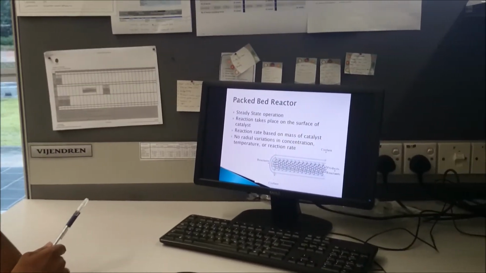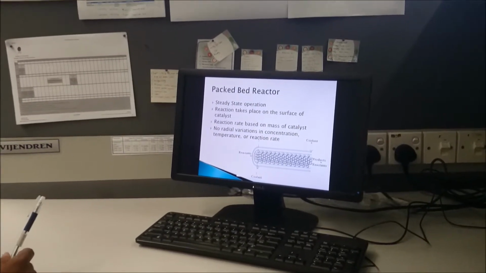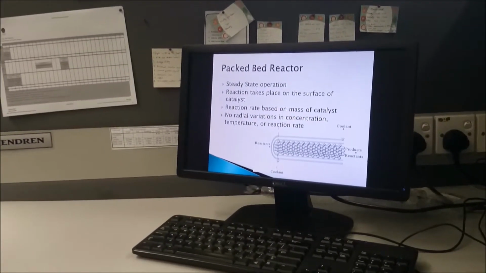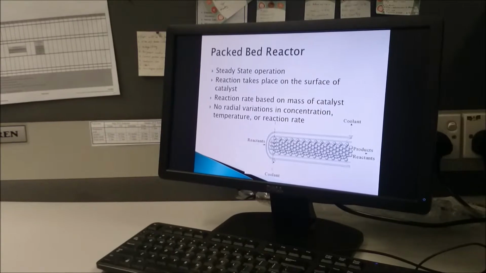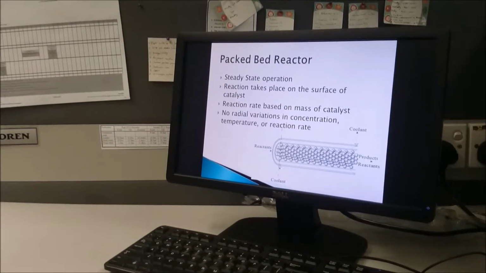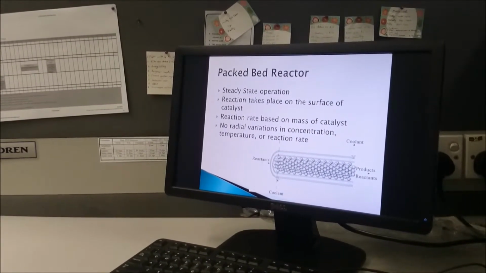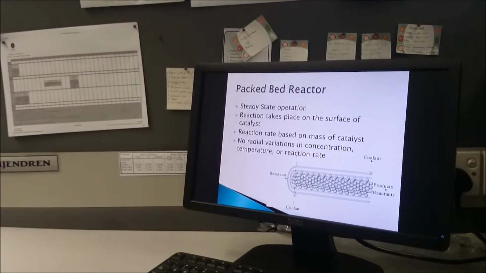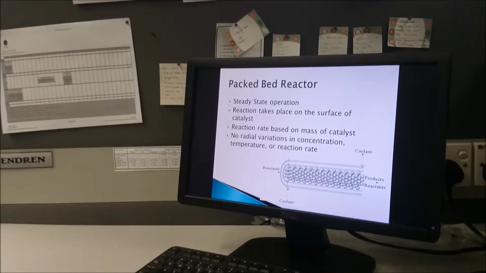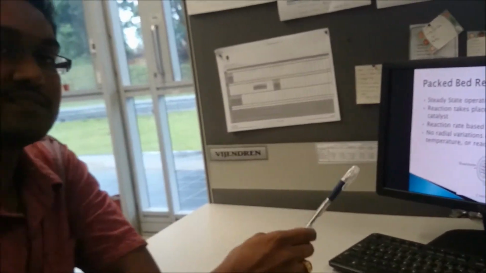Packed bed reactor is basically a reactor that is running based on a catalyst. This packed bed reactor operates at steady state where the reaction mainly occurs on the surface of the catalyst. The reaction rate in the packed bed reactor can be calculated based on the mass of catalyst. The catalyst carries out the reaction mainly for gaseous reactants. In the packed bed reactor, there is no radial variation, especially in concentration, temperature, or reaction rate. However, there are axial variations as the concentration moves to the other parts of the reactor.